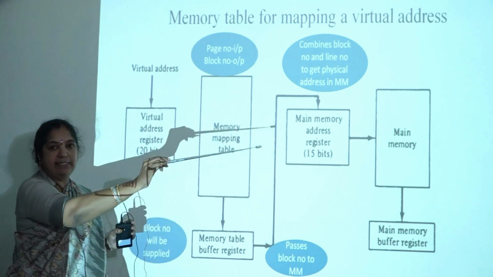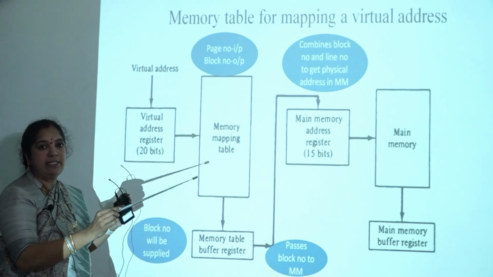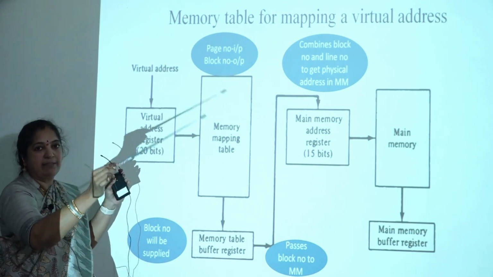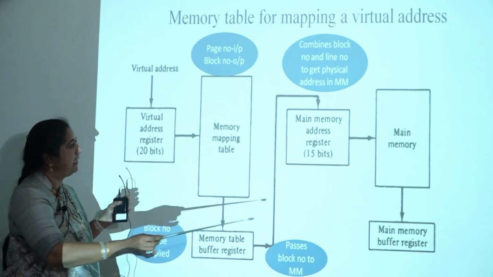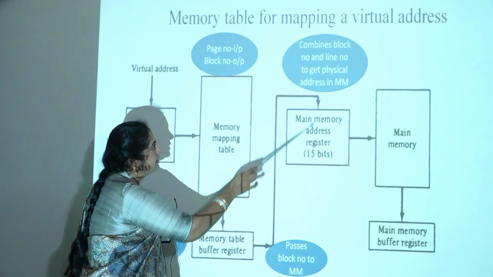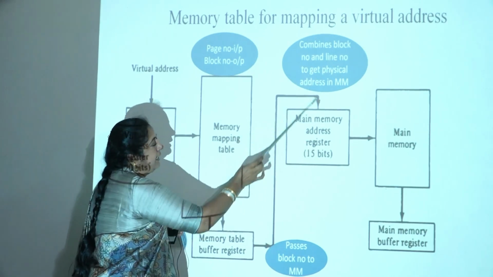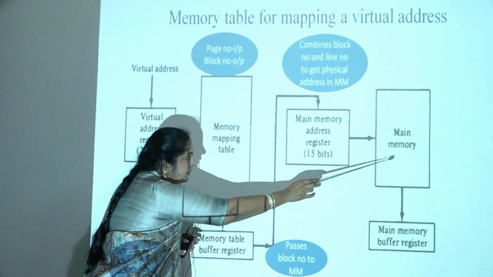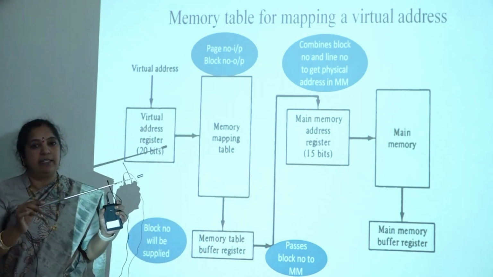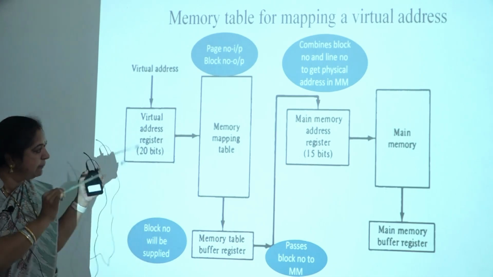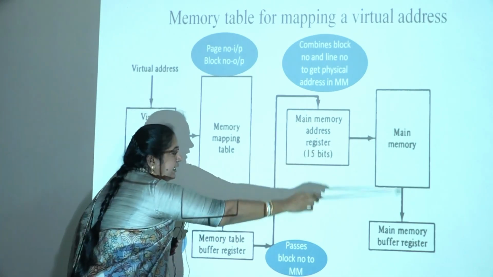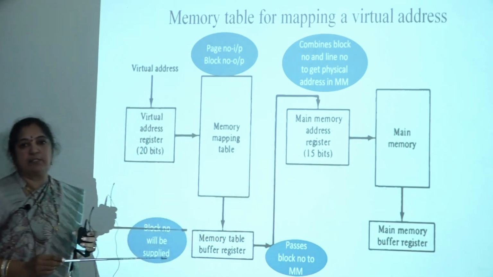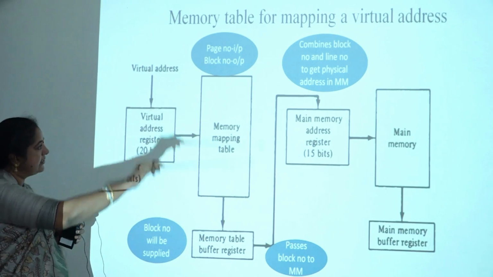So the complete line is there. Already in the previous class we have seen that for each and every block we have the corresponding index, tag, data, the complete line. So that register combines the block number and line number and gives it to the main memory. In the main memory, the data at that particular address is taken and given to the main memory buffer register, and from here it is accessed by the CPU. This is the structure.